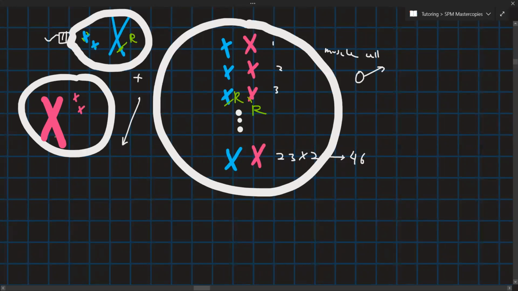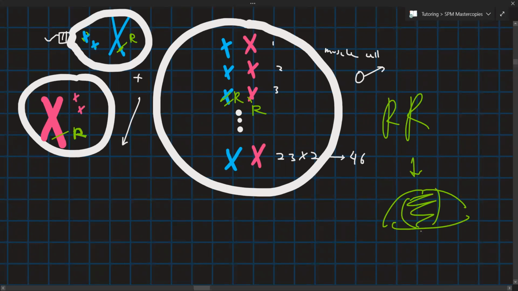Let's say we get 23 chromosomes from mom, 23 chromosomes from dad, and both the alleles for eye color, both the versions of the gene for eye color, are dominant. Red, red. And this is the phenotype. What will be the color of this person's eyes? They'll be red because only red proteins are being made.